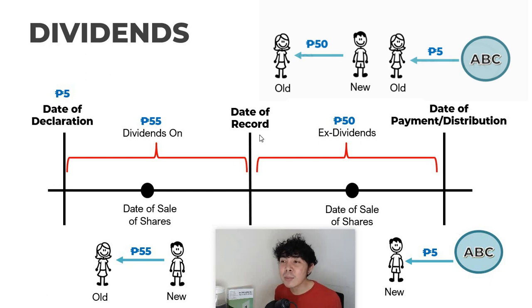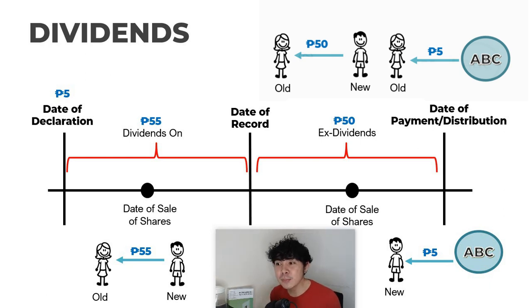At since kasama na siya dito sa listahan as of date of record, yung bagong shareholder, siya yung makaka-receive ng dividendo at date of payment or date of distribution. Pero ang question is, tama ba na siya yung maka-receive ng dividendo at date of payment just because yung pangalan ng new shareholder is included in the date of record? Siyempre, dapat hindi. Hindi siya dapat entitled dun sa dividendo na ipamimigay at date of payment. Hindi porket kasama na siya sa listahan as of date of record.